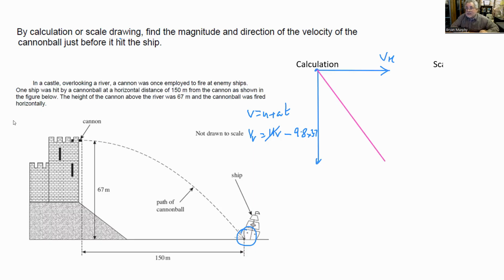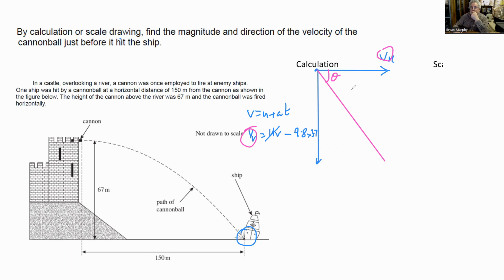So by calculation, we're going to find the magnitude of that. Well, we know what VV and VH are, the vertical velocity and the horizontal velocity. So we can do a bit of Pythagoras to find out the magnitude of the resultant from that vector triangle. But we want the direction. So what should we do? Let's find that angle there, theta, which is inverse tangent of that divided by that. Nice.